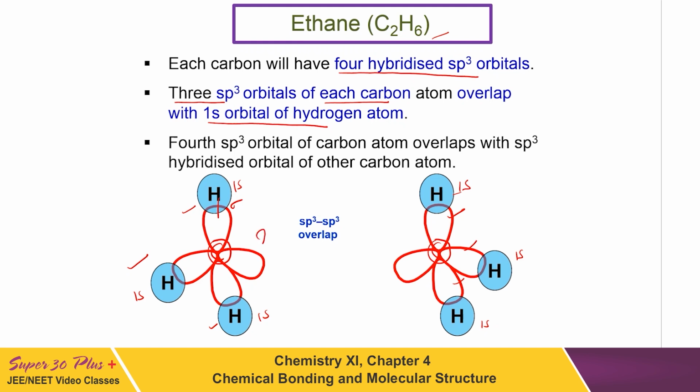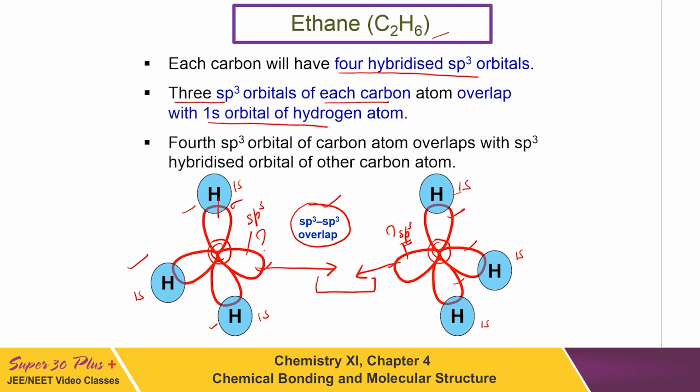But what about this one? What about this orbital of carbon? And what about this orbital of carbon? They will also overlap with each other. They will come close and overlap with each other, and this overlapping is a new type of overlapping, students, that you are watching for the first time: sp3 overlapping. Why is it sp3 overlapping? Because this orbital is an sp3 hybrid and this orbital is also an sp3 hybrid.